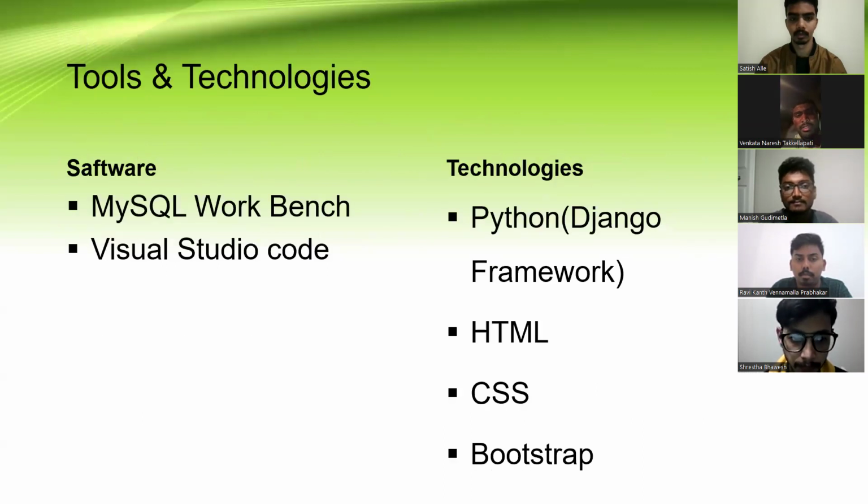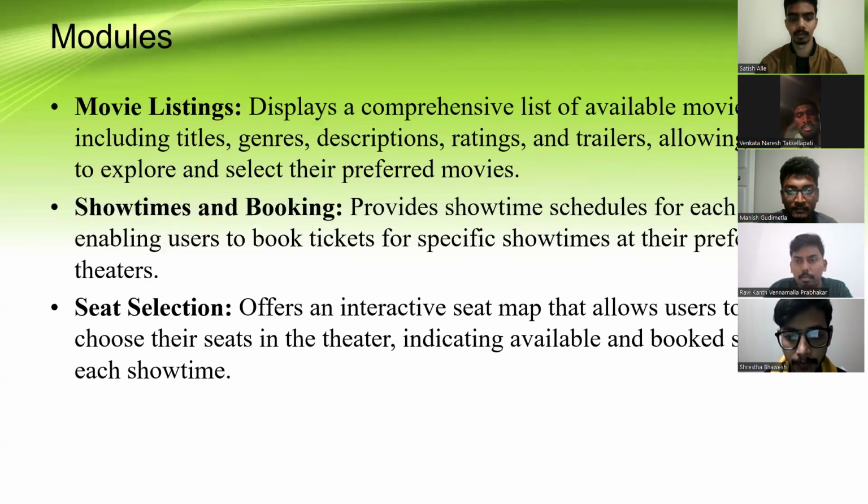Coming to the next slide, these are the tools and technologies. In software, MySQL Workbench and Visual Studio Code. In technology, we have used the Python Django framework, HTML, CSS, and Bootstrap. Coming to the next slide, modules. The modules are movie listings, show times and booking, and seat selection. Next slide.